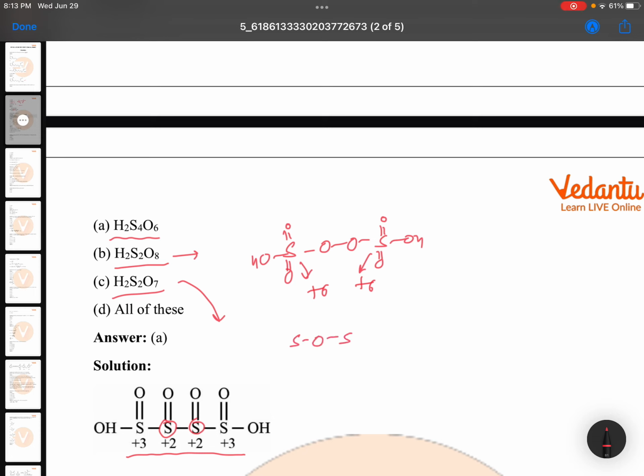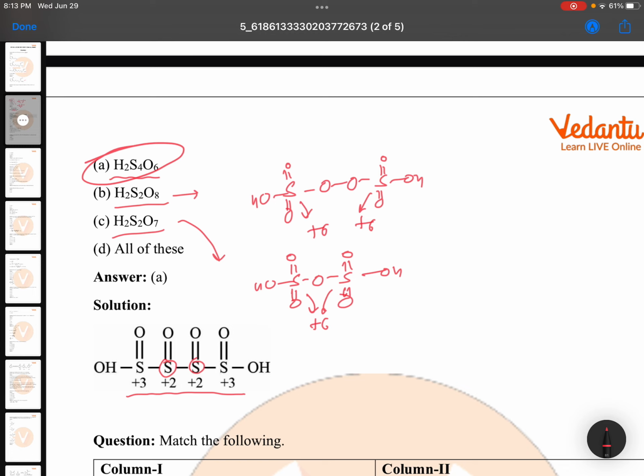H2S2O7 is oleum, where SOS linkage is there. Above one is SOS linkage. This is SOS linkage. In this also, both are having +6 oxidation state. So the answer is H2S4O6. Actually, here you can do better than this.